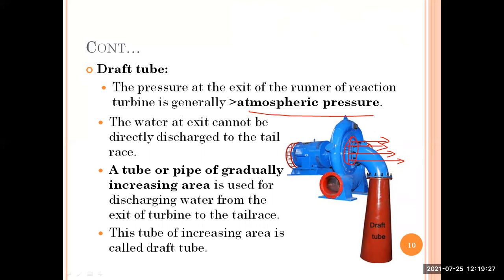So that's why a tube or a pipe of gradually increasing area is used to discharge the water from the turbine to the tail race. That tube of increasing area is called a draft tube. You can see here, a draft tube is a pipe of gradually increasing area, which is used to discharge water from the outlet of the turbine into the tail race channel, so that there are no accidents or erosion because of the high pressure of water coming out from the turbine. So that is the purpose of a draft tube.